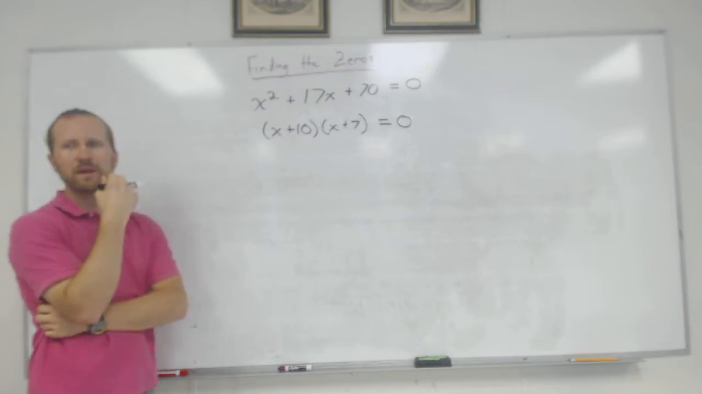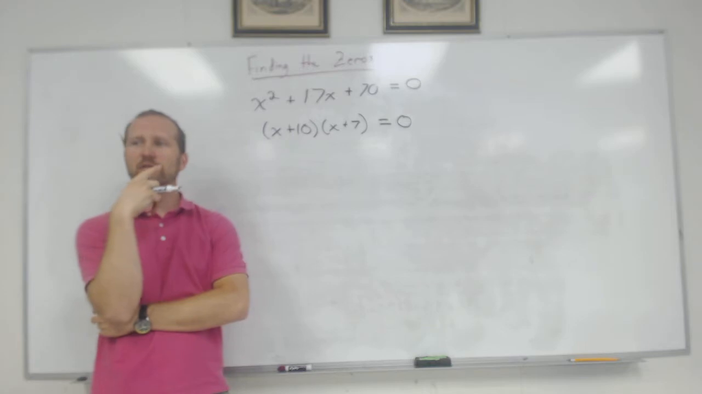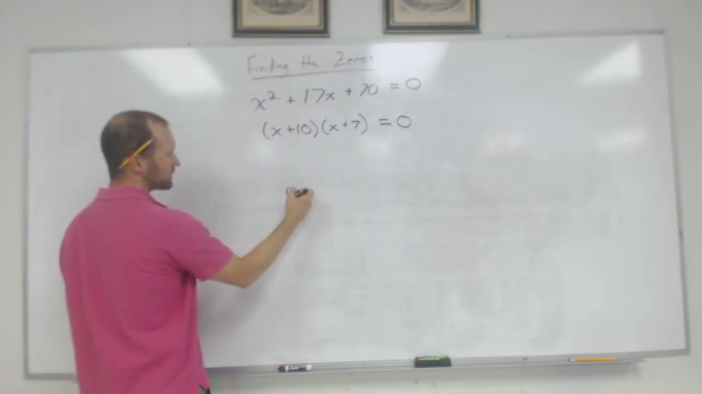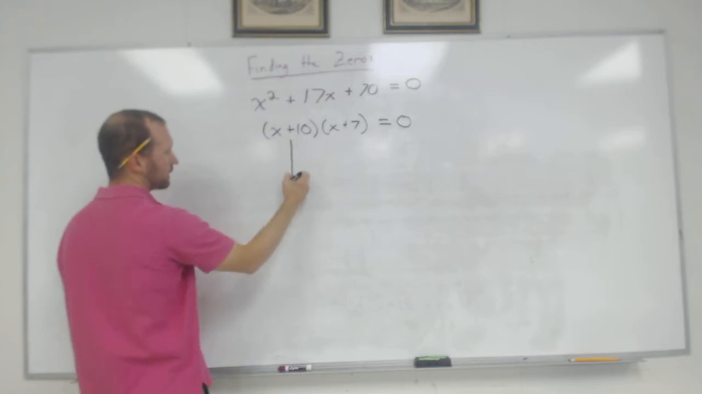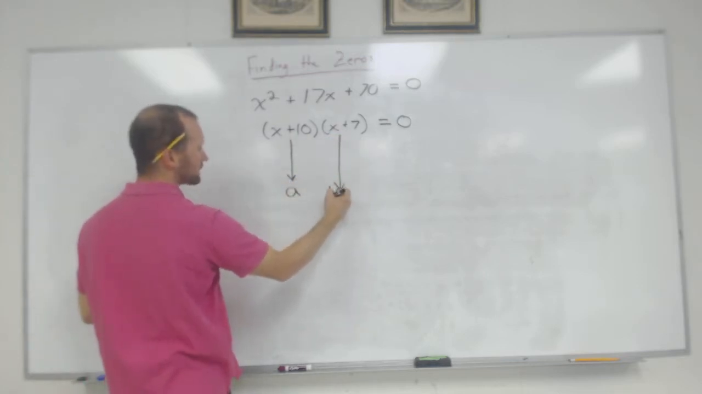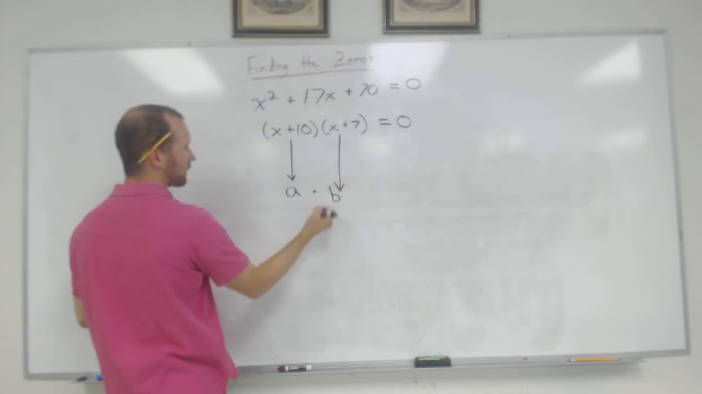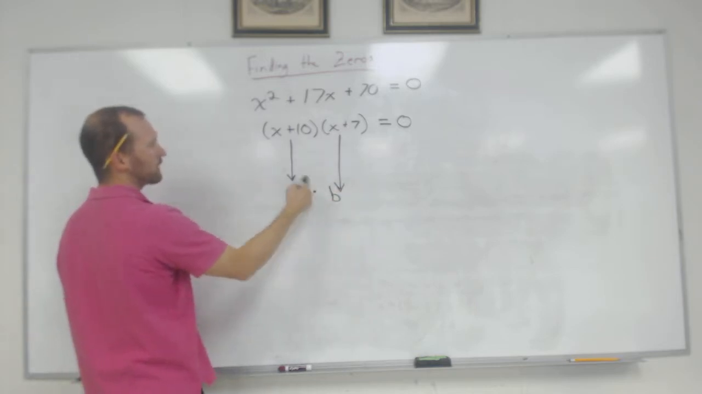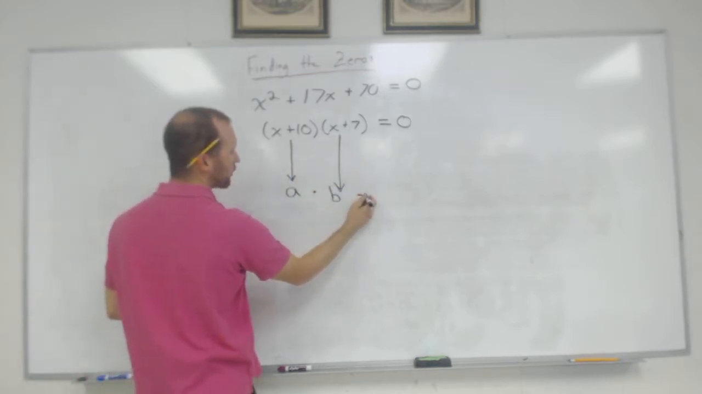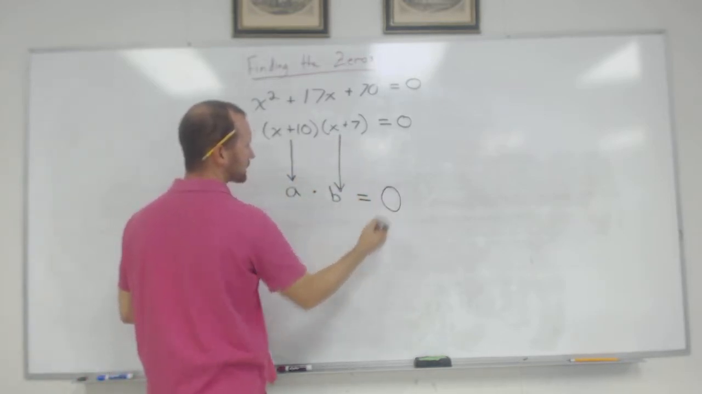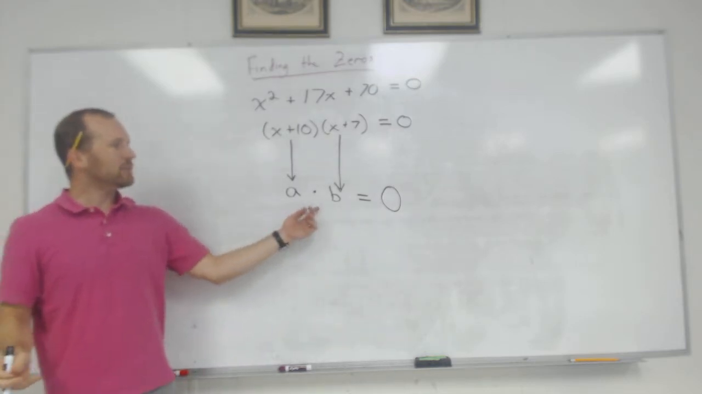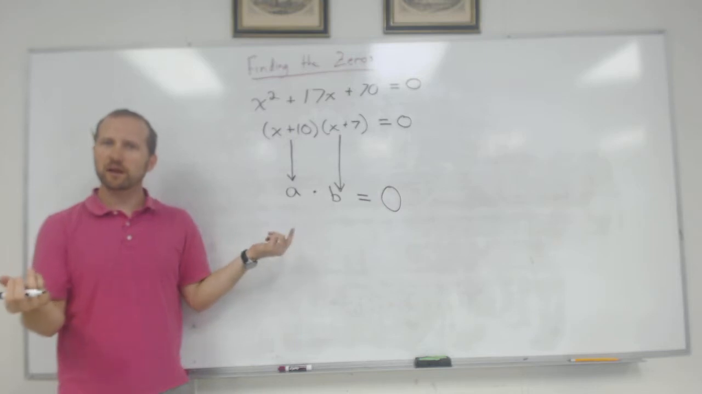Does that make sense? So here is technically something. Let's just call this A. It's something times something else. Let's just call this B. A times B, where A is x plus 10 and B is x plus 7. But we've got one thing times another thing equaling 0. That means one of them has to equal 0. Think about the rules for multiplication, right?